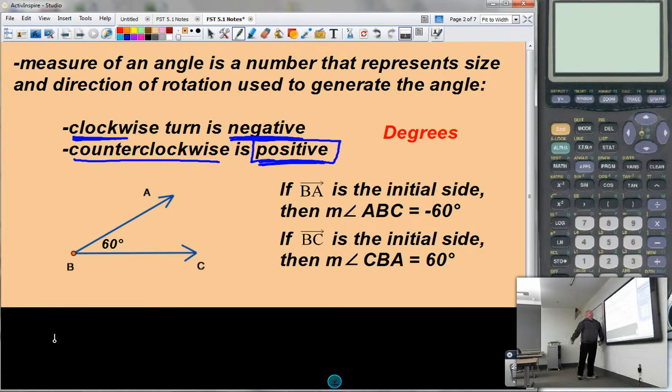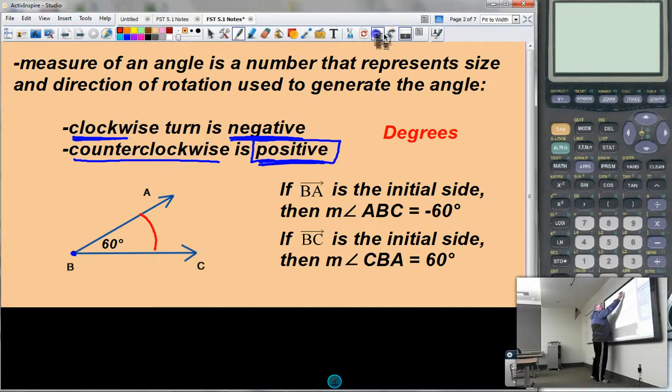Okay? So, here, if I have angle ABC, vertex is at B, I have sides BA and BC, and I have 60 degrees. Depending upon which side I look as the initial side. Now to start with, if I look at side BA as my initial side, then I am rotating clockwise 60 degrees. Okay? Since it is clockwise, that is why the angle measure would have a negative attached to it. Because it is turning clockwise from BA to BC.